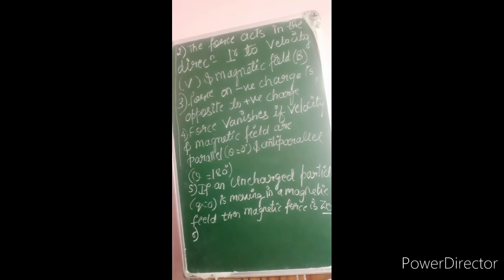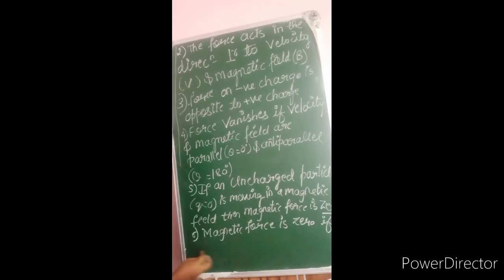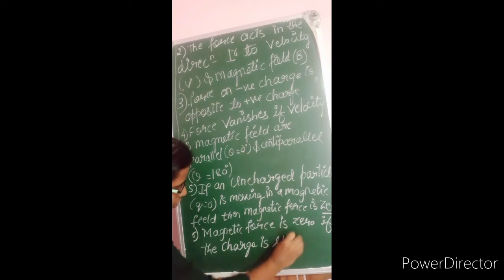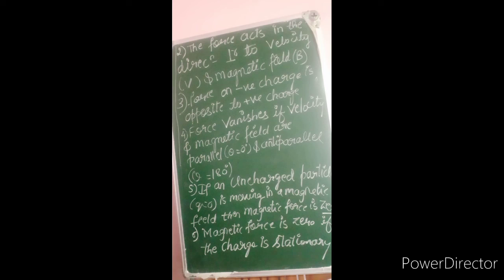Sixth one, the magnetic force is 0 if the charge is stationary. So these are some of the features. There are still more, but six is enough, I think. These are the features of the magnetic field and magnetic force on a charge.